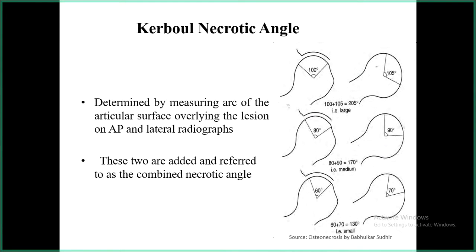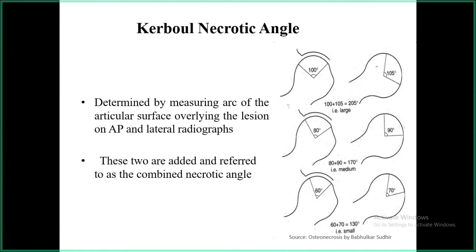This is the Kerboul necrotic angle. This is measured from the anteroposterior view as well as the frog leg lateral view of plain radiography, and it is a summation of the angle of the arc of destruction in AP as well as lateral view. So it is determined by measuring the arc of the articular surface overlying the lesion on anteroposterior and lateral radiographs. These two are added and referred to as the combined necrotic angle.